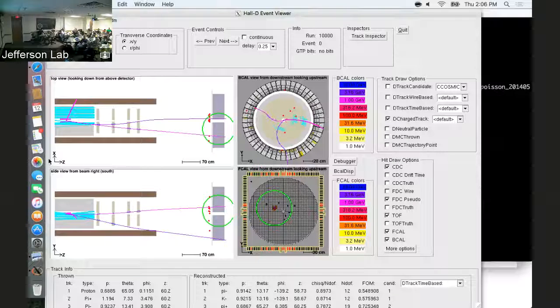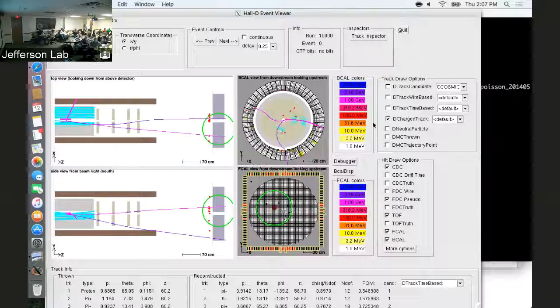What you see is the XZ and YZ views on the left-hand side, and then looking, this would be upstream in the CDC. So you can see the CDC hits here. These are the stereo straws, which you can toggle over here. You can turn off and on the hits from the CDC. These blue dots are the FDC pseudo hits, so it's after you've combined the cathode strip and the wire information into one hit, and you can turn those on and off. You can also see the energy deposits in the calorimeters. So here's some big energy deposit in the FCal.